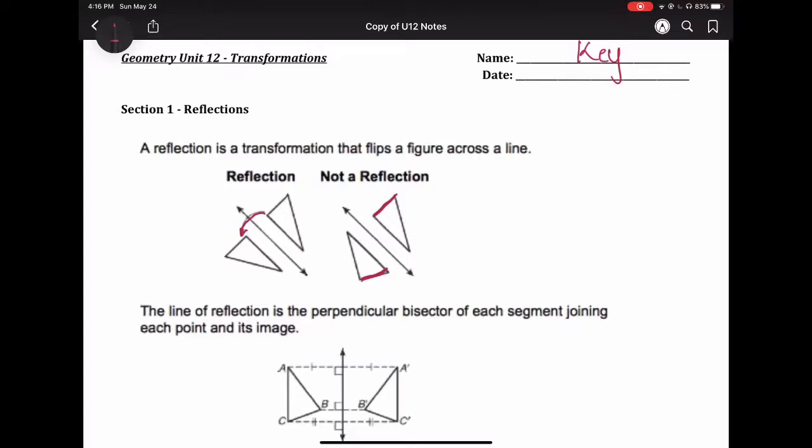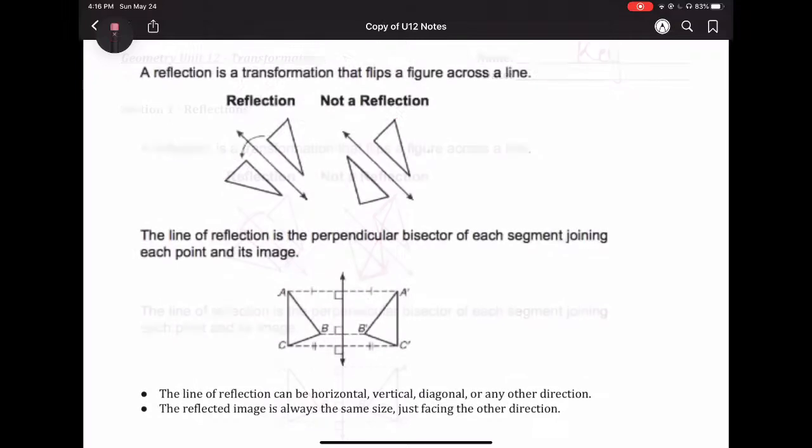So all points should be moving in the same direction, and if you look at the not a reflection, this point comes down here and this point comes down here. So they're not moving in exactly the same direction. Other things you need to know.